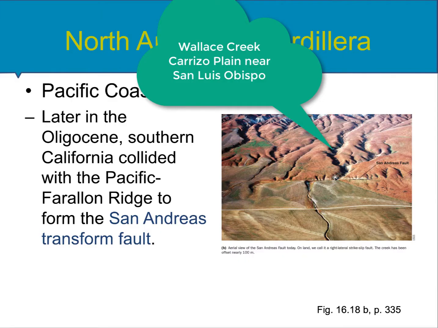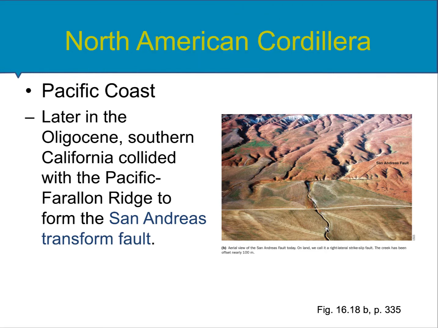So here at Wallace Creek, and Wallace Creek is down by San Luis Obispo, it's called the Carrizo Plain. And here's a creek that comes down here, hits the fault, and then moves in this direction and then comes out. So it's clearly offset. So we call it offset along the San Andreas Fault. If you were walking up the stream valley, you would have to step to the right to get back to its channel. So that's what we call a right lateral strike slip. So the San Andreas is a good example of a right lateral strike slip fault.